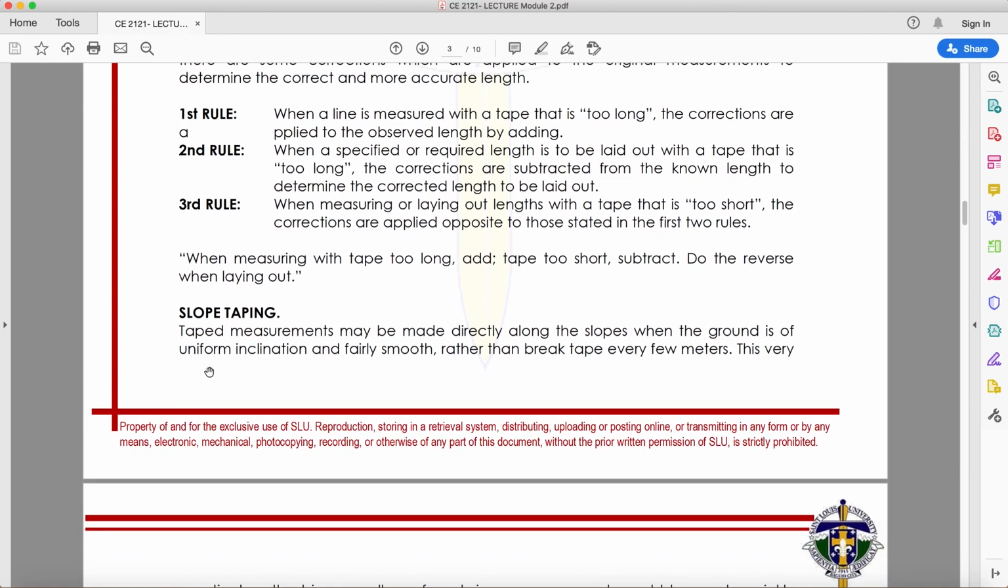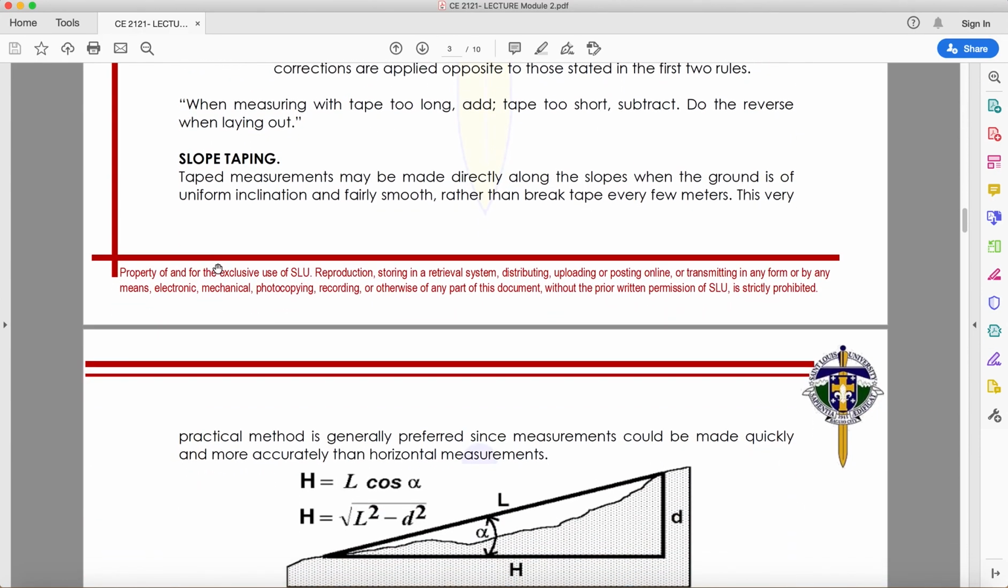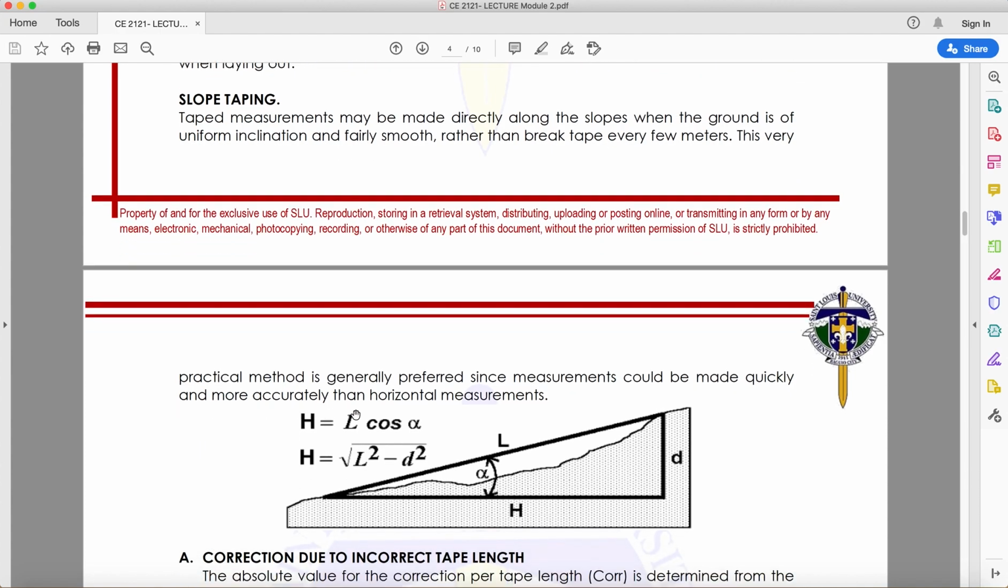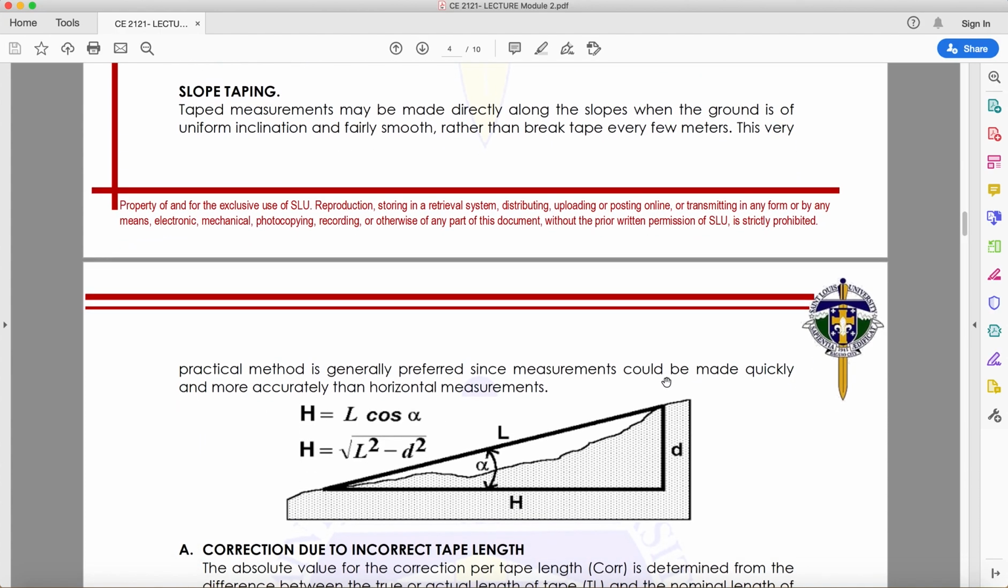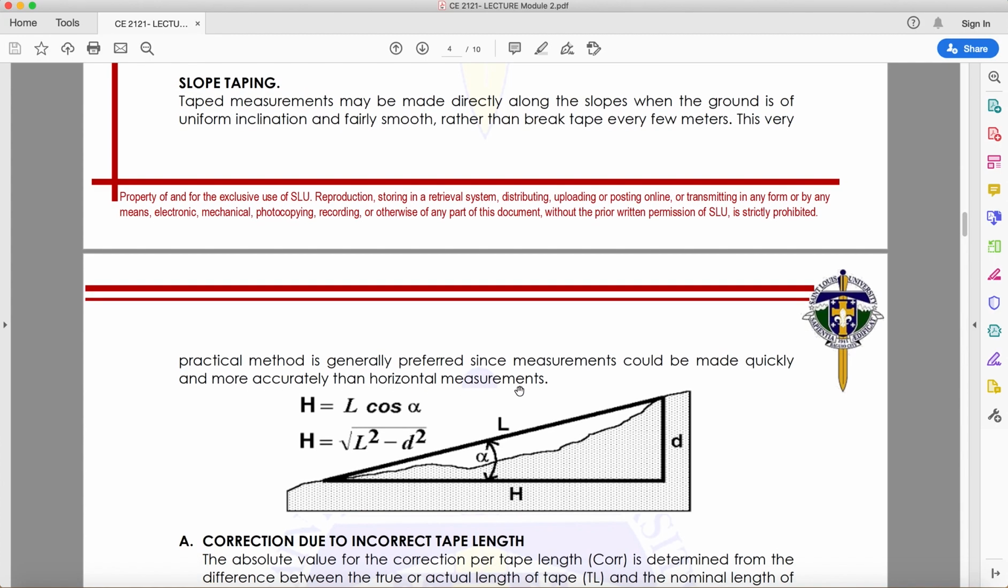Okay? So, next is slope taping. Tape measurements may be directly along the slopes when the ground is of uniform inclination and fairly smooth, rather than break tape every few meters. This very practical method is generally preferred since measurements could be made quickly and more accurately than the horizontal measurements.